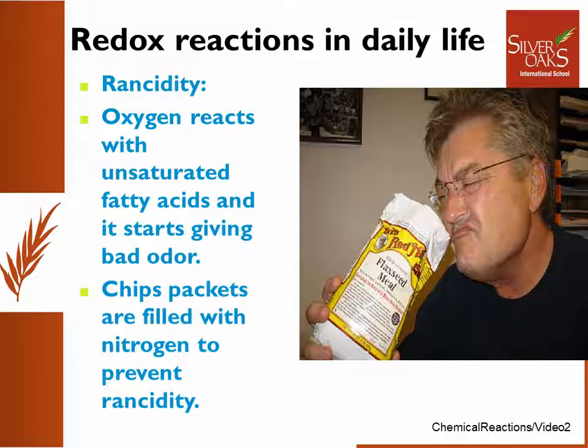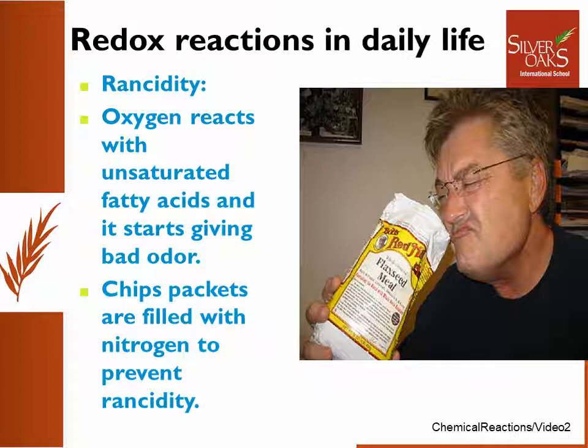Rancidity is another redox reaction that we see sometimes in our daily life. Sometimes when we open the chips packets, they give out an off odor or smell very bad. That is because the oil in the chips has reacted with the oxygen and has undergone the oxidation process. The chips are no longer edible. We need to throw away such packets. This process is called rancidity, where the oxidation of the oil has happened. To prevent this rancidity, the chips packets are filled with nitrogen.